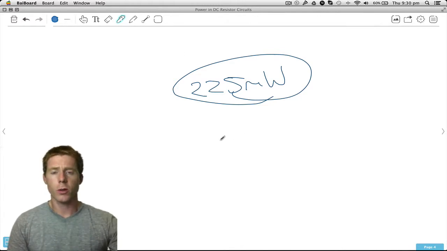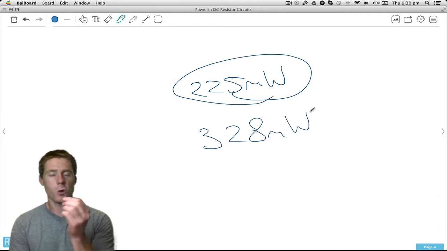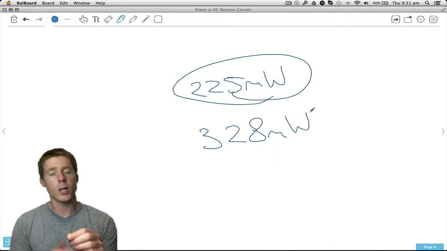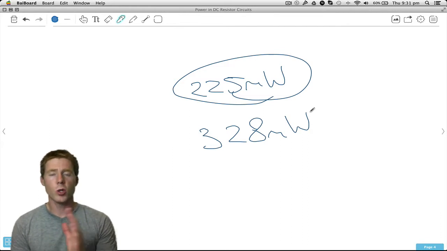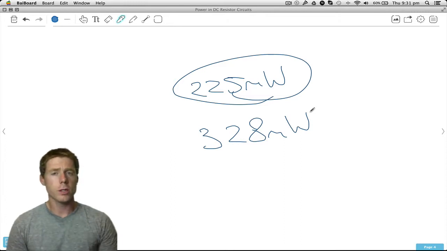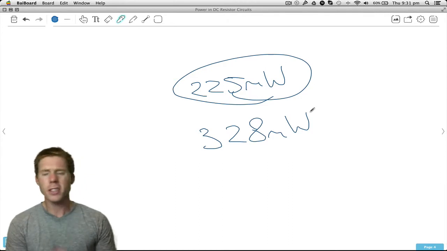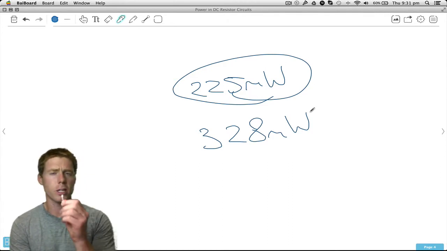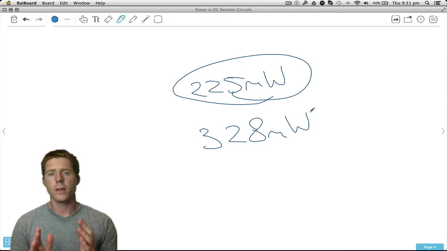But if we were to do a calculation and we found that it needs to handle, let's say, 328 milliwatts, a quarter watt resistor is no longer any good. You would have to go to the next size up, which is a half watt, which is 500 milliwatts. Above that is 1 watt, and then you might go to 2 watts and 5 watts and 10 watts. So we have all of these different resistors that can handle different amounts of power. And it's not just resistors as well. The same applies for LEDs, and we have capacitors and inductors and other components like that that have a maximum power capability.